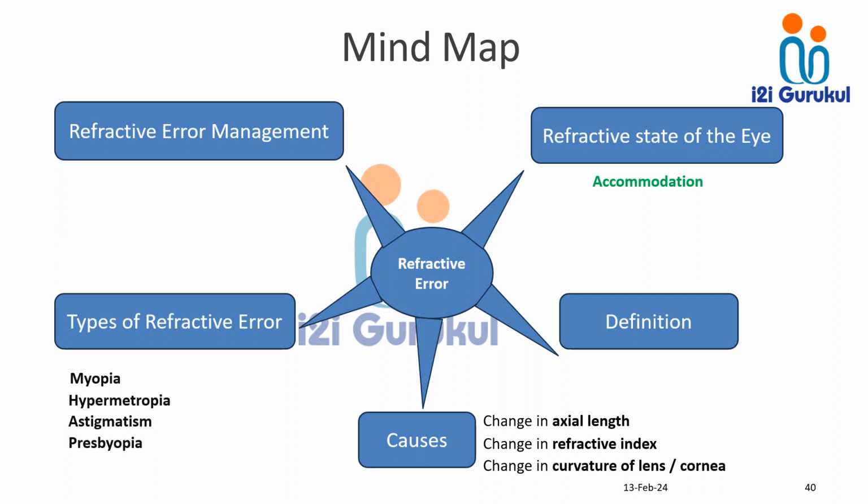And then we came to the management of all these refractive errors. The primary option for correction is spectacles, the secondary is contact lenses, and the third one is LASIK surgery. These are the refractive management options for the refractive errors.